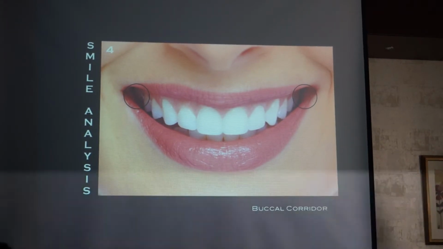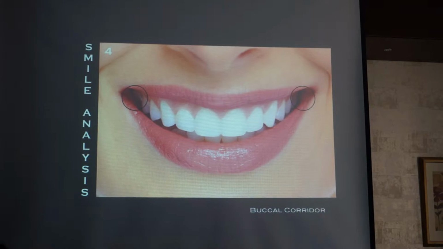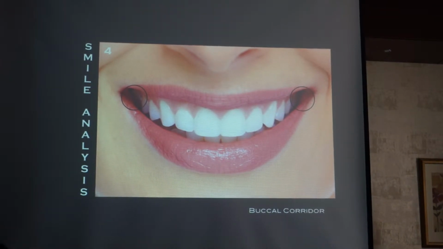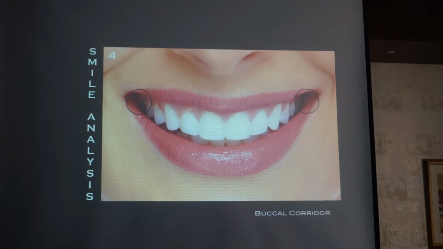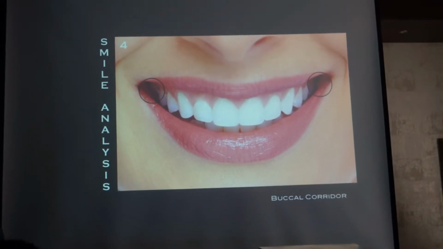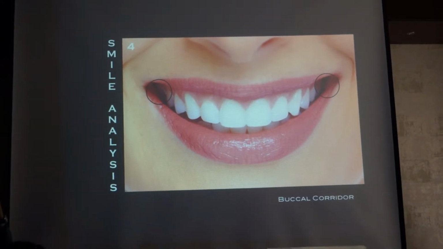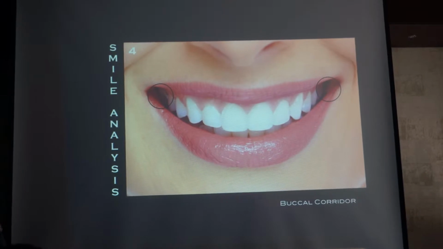The buccal corridor. Imagine somebody with a big buccal corridor, like a black hole between the cheek and his teeth, that gives low attractiveness. It's unattractive. And if you look at someone with a very small buccal corridor, you can feel the fullness of his smile and a more attractive face.